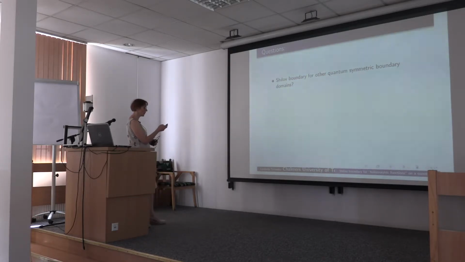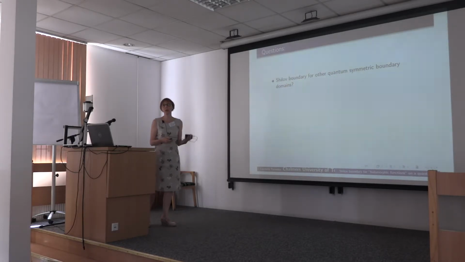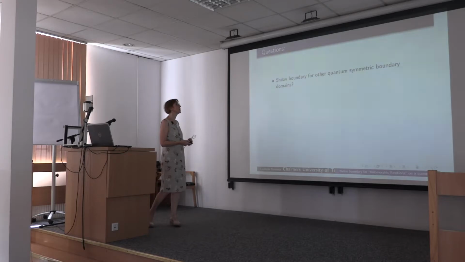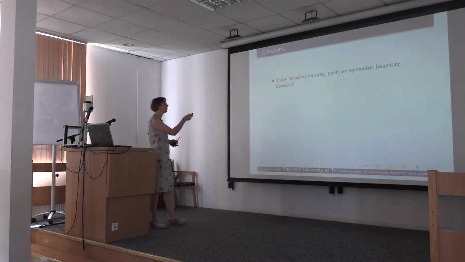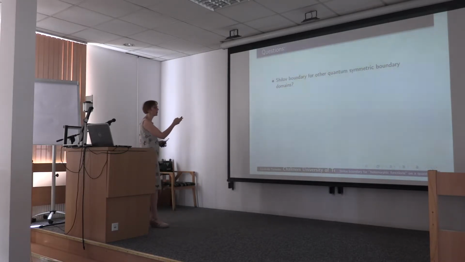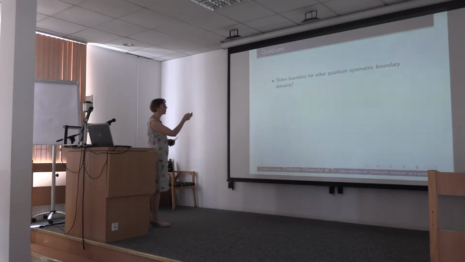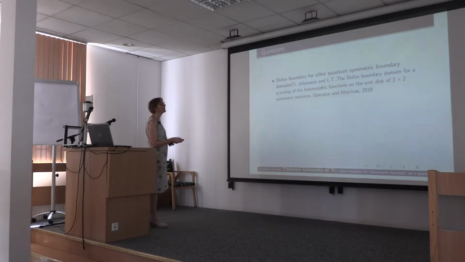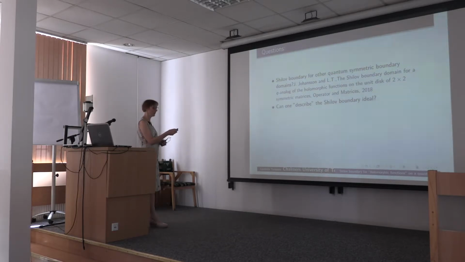And so the questions. We have this Shilov boundary for the matrix ball. There are other quantum symmetric bounded domains. There is a classification, a list of these algebras of polynomials on the corresponding complex spaces. At the moment I have some master students. We have described the Shilov boundary ideal for q-holomorphic functions on the unit disk of 2 by 2 symmetric matrices. But we don't have a general theory for the others.